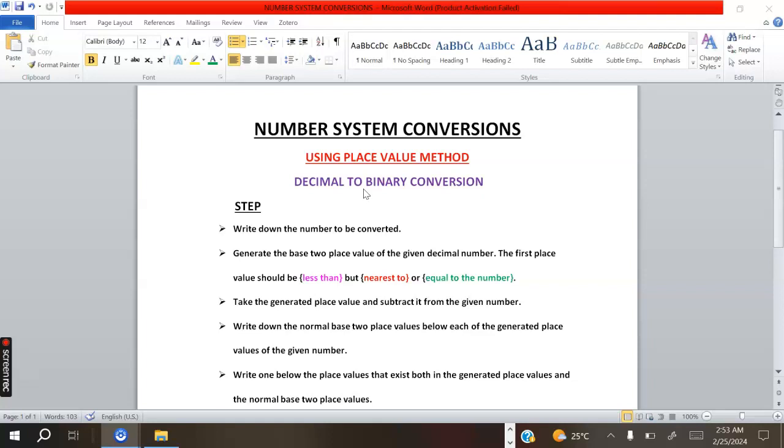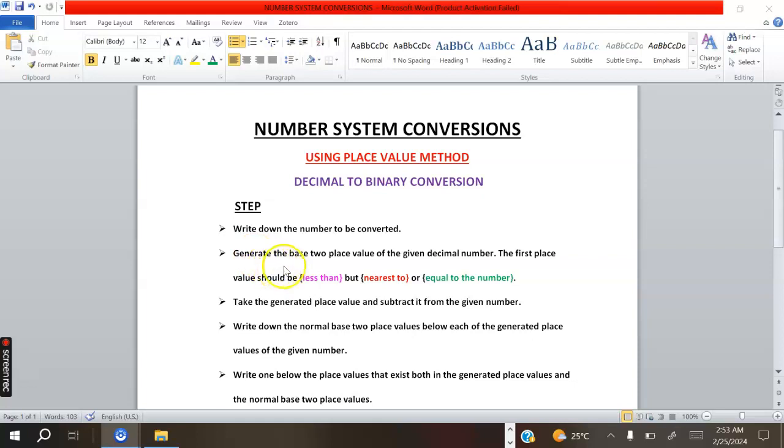If you had watched the other video, you will find that the steps that we treated there are quite a few compared to this one, but maybe you will judge based on how you understand the two methods of converting numbers from decimal to binary. For this one, first you just write down the number to be converted. Then number 2, generate the base 2 place values of the given decimal number.